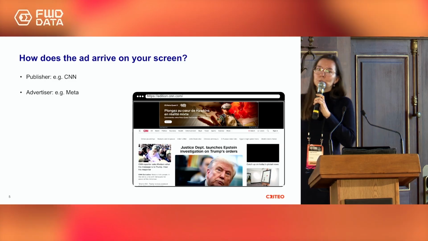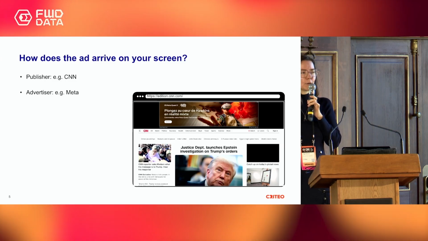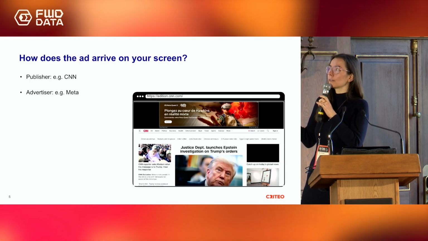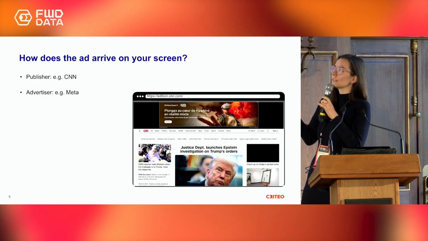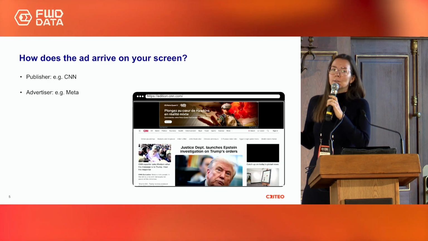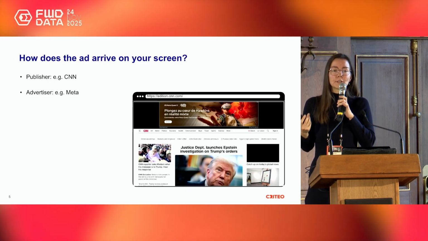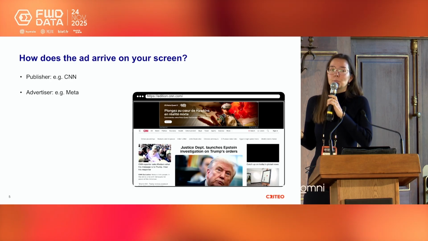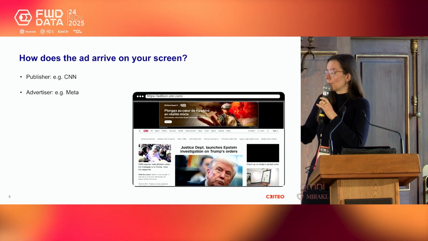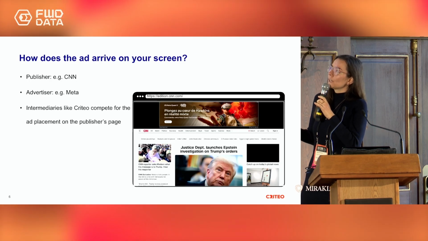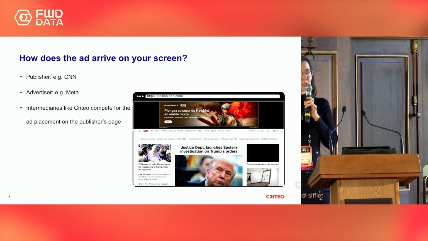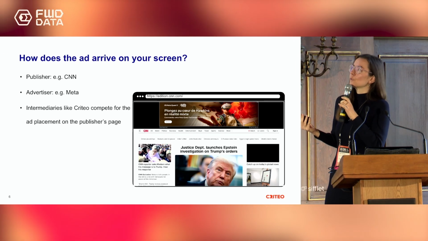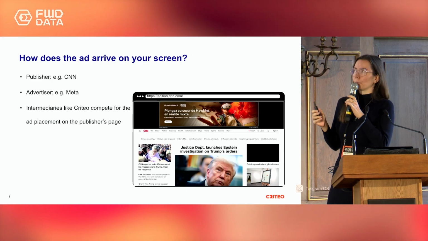So here there are two main sides in the equation. There's the publisher, in this case CNN.com, and then there's the advertiser, which in this case is Meta. Now, if you were on Facebook or Instagram, then the publisher would have been Meta, and the advertiser could have been anybody else, including Meta. In addition to the obvious players, the publisher and the advertiser, there are also intermediaries, such as Criteo, who compete for the ad placement on the publisher's page.